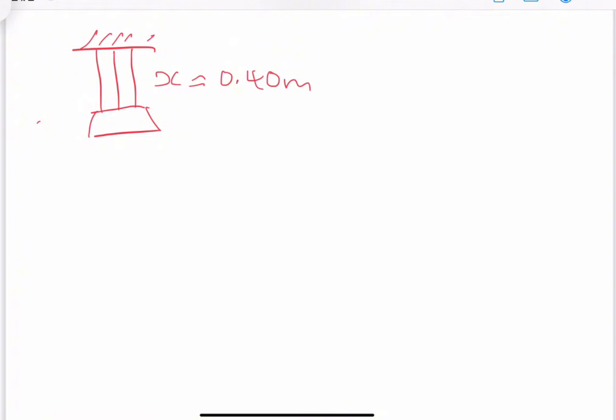So let me try to represent this situation again. It was like this, and we're given three wires that are hanging this lamppost. Okay, so we're told that the extension already is 0.40 meters, right? So it is important to note that these wires, these cables, are in parallel. Now, if you don't quite understand this concept, I would recommend that you see my other videos that talk about springs in parallel and springs in series, as we're going to be working through some of those facts. You can check them down in my channel below.